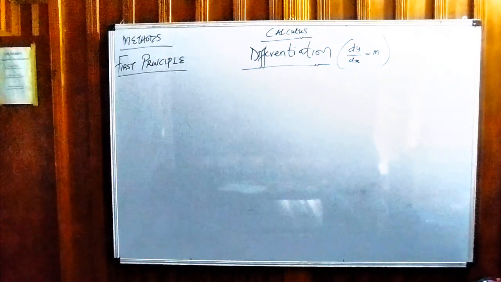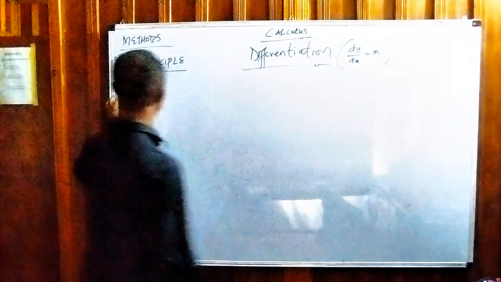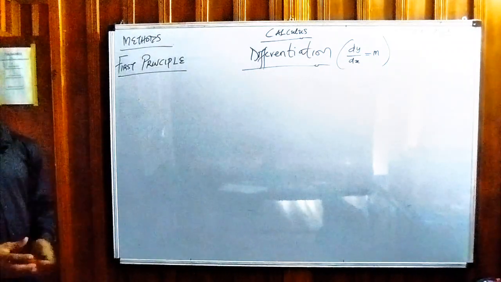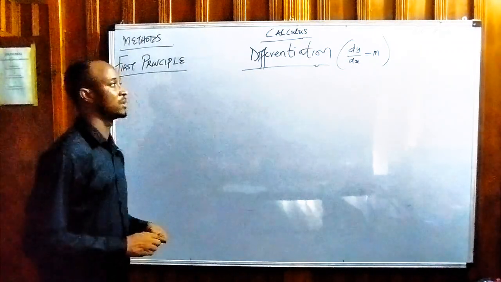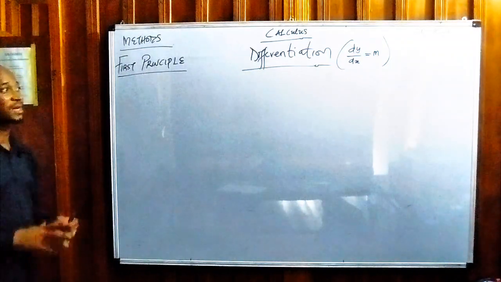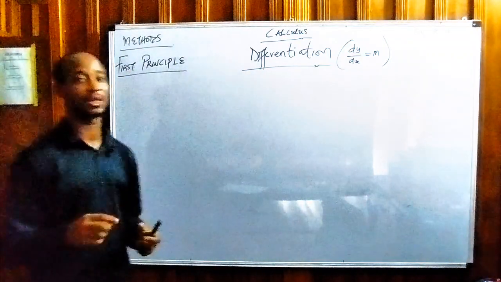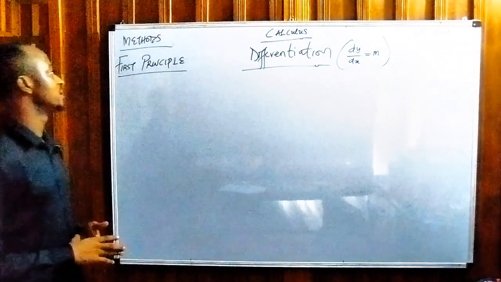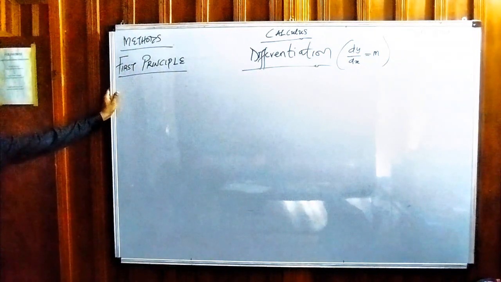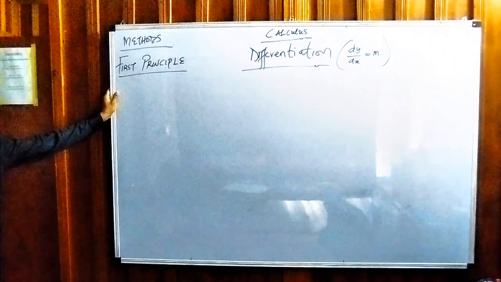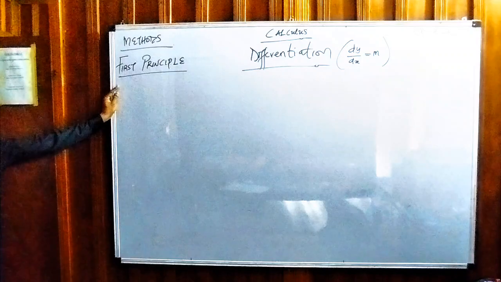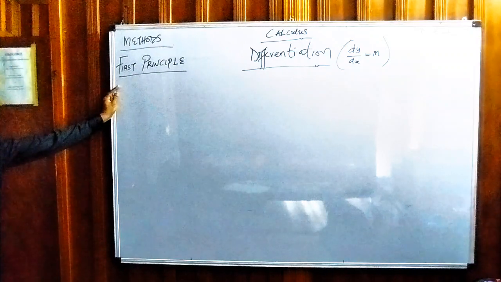Okay, let's look at first principle. In our previous class, we were able to define differentiation. We said this is a mathematical approach used in finding the slope of a function without plotting the graph. Then we focused our attention on the first method of differentiation, which is called the general method of differentiation. So in this class, we shall be looking at first principle.